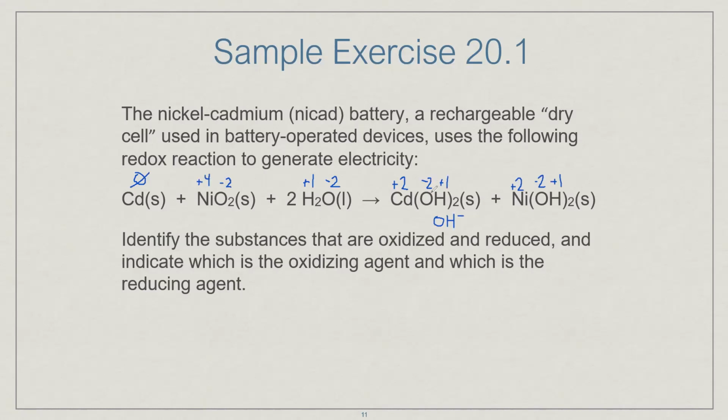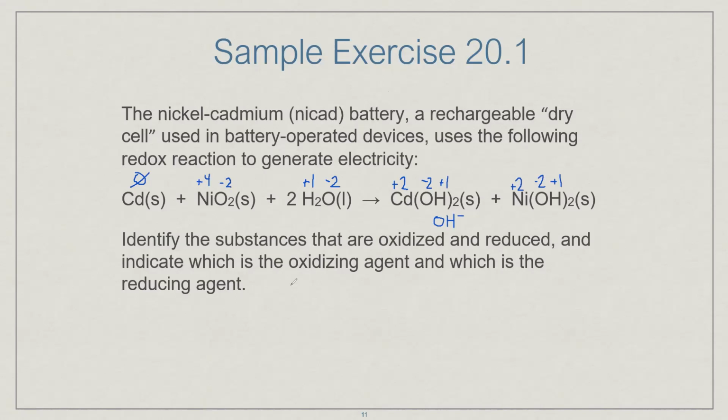Because now if we look at it, we've got 2 of these hydroxides. So that's really going to give us a -4 from the oxygen, a +2 from the hydrogen. So that gives us a -2 overall there, balanced out by the positive 2 of the cadmium. And then the nickel 2 hydroxide is the exact same thing.